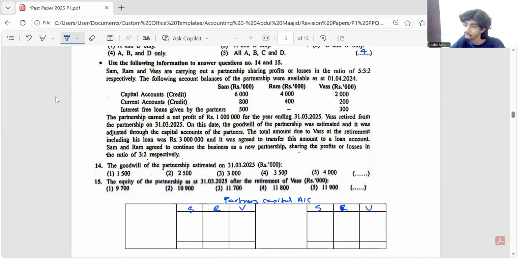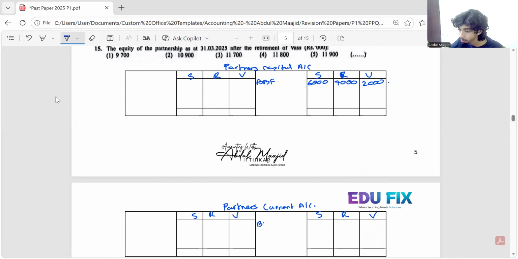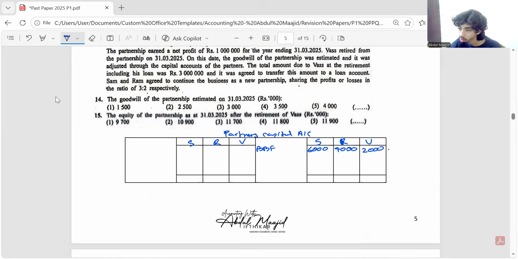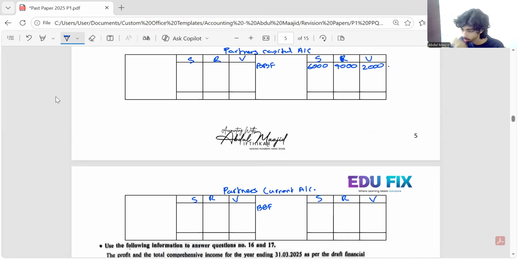Sam, Ram, and Vas are carrying out a partnership sharing profit or loss in a ratio of 5 to 3 to 2, respectively. The following account balances were available on 1st of April. The opening balance of capital account BBF: 6,000, 4,000, and 2,000. Current account balance BBF: 800, 400, and 200.